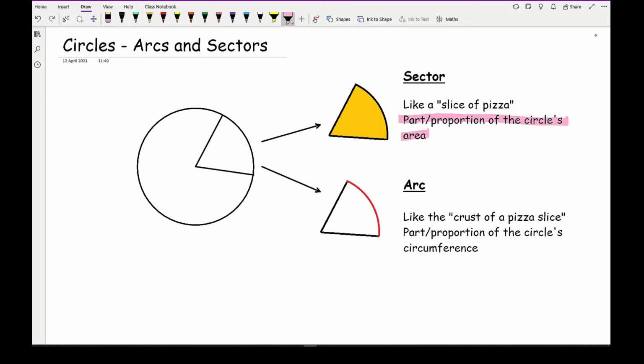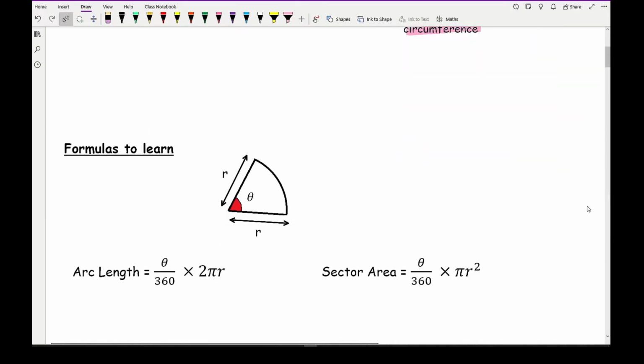Now we're moving on to the arc. Well, the arc is like the crust of a pizza slice, but as I said, the most important aspect is that it's part or proportion of the circle's circumference. Now one of the reasons why I highlight those particular aspects is it's going to be useful for remembering the formula of these two things respectively.